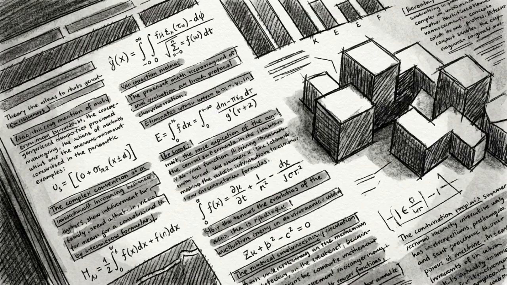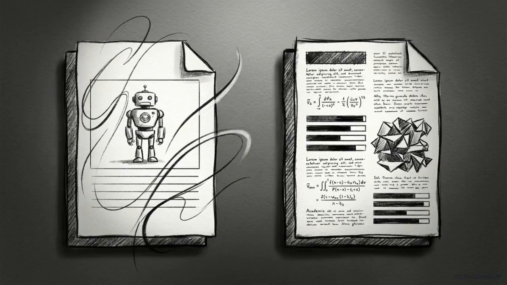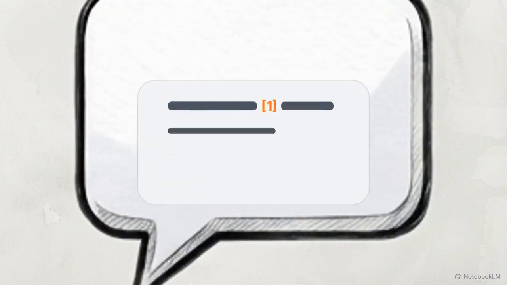If you only upload the academic paper, the AI's responses will often be as dry and difficult to read as the paper itself. The blog post provides the accessible language, while the paper provides the scientific evidence. Together, they allow the AI to explain complex topics with both clarity and rigor.